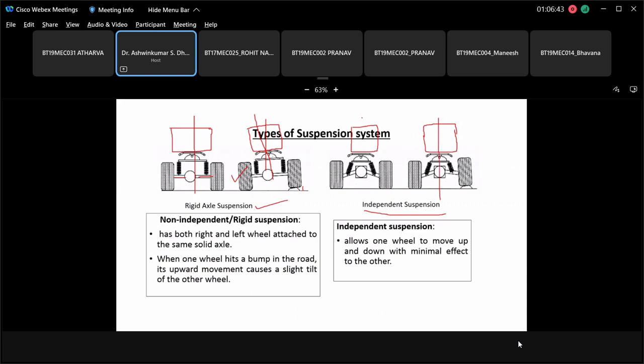Since this one is vertical, this one will have a slight tilt. So this is, you can say, the advantage of the independent suspension system.